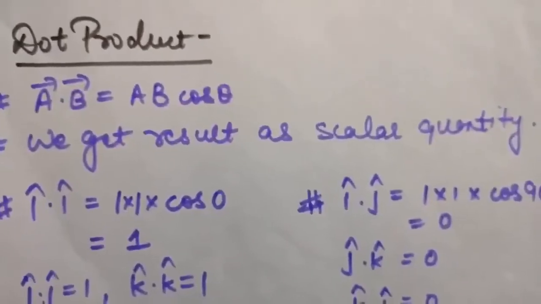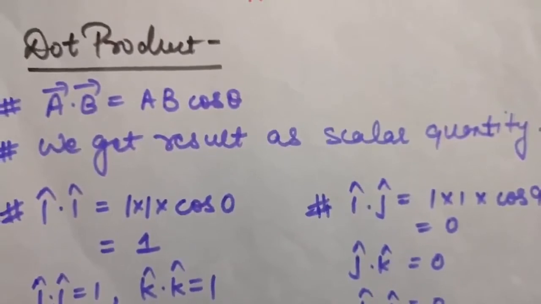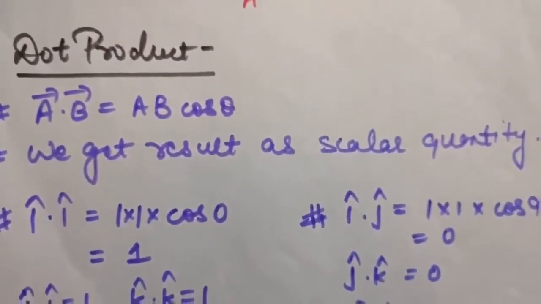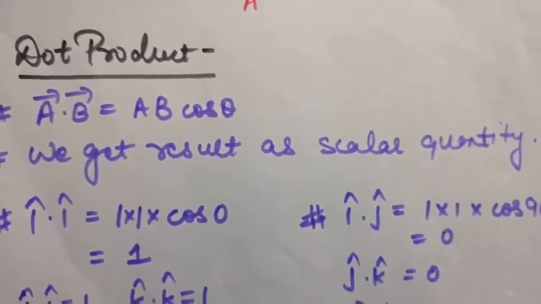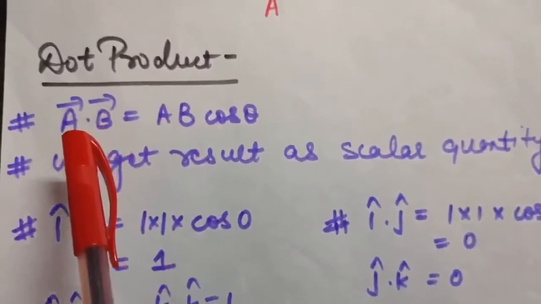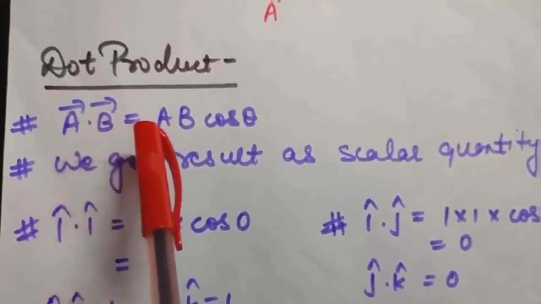Vectors are not multiplied simply as scalars are multiplied. For vector multiplication, we have two products, that is dot product and cross product. So first of all, let us study about dot product. The formula of dot product is A dot B equals AB cos theta.